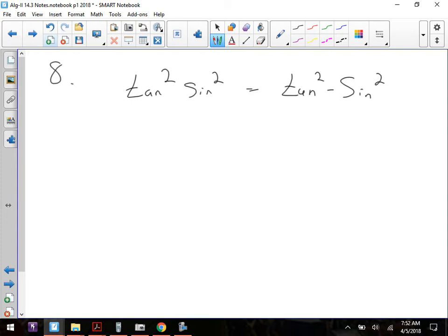For example, if I rewrite sine squared, I do tangent squared times quantity 1 minus cosine squared. Distribute. Tangent squared is 1 over what? Sine squared over?